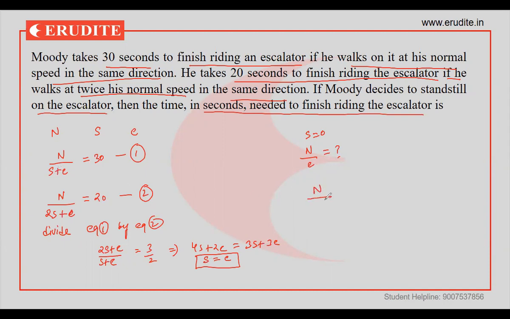I will get n upon 2 times e is equal to how much? 30. Then bring this 2 to the other side. It will be how much? 60. So the time taken to cover the steps, if Moody stands still, is 60 seconds. So my correct answer is 60.